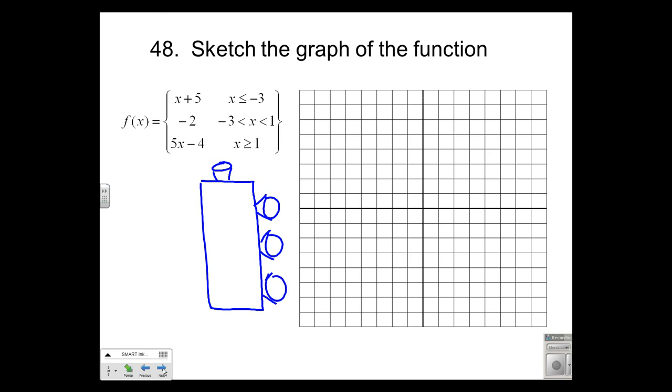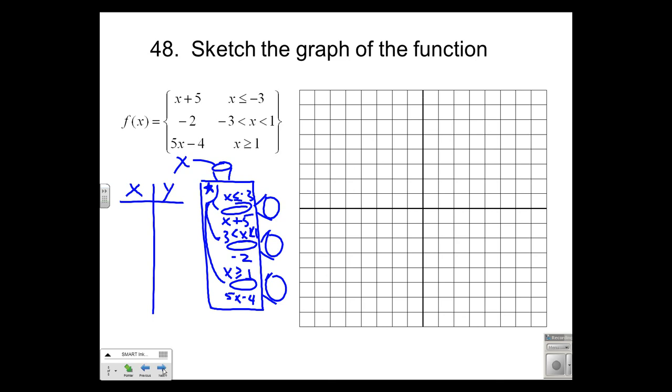So our Keebler elves in here, our cookie factory elves, we would put one little elf right up here who is waiting for items to come in. These, of course, are our domain items, or our x's, and we might just add 5 to those if x is less than or equal to -3, or we might just call them -2 if we're between -3 and 1, or we might call those 5x minus 4 if the value x is greater than or equal to 1. So I have a little distribution elf here who sends things to the appropriate place. But it's really, really simple.